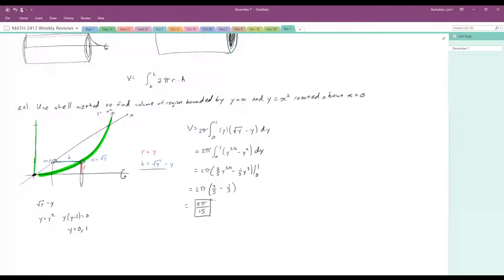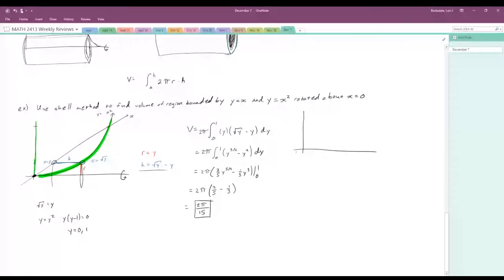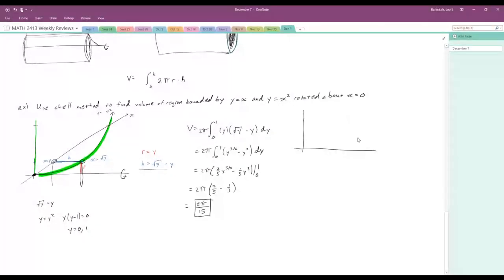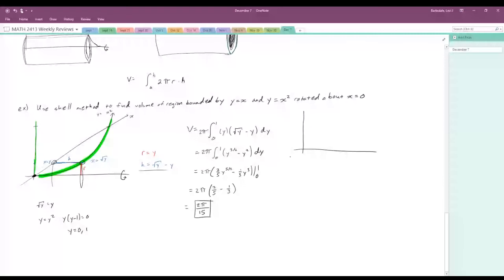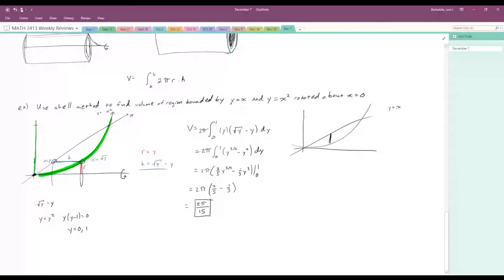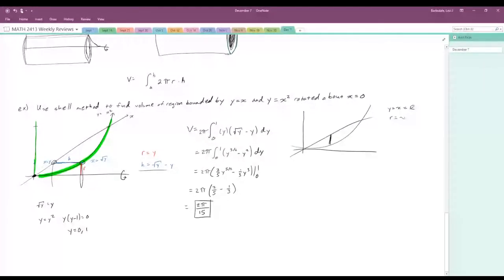And in this problem, it's actually just as easy to use the washer method. So I can really quickly run through the washer method for this problem. Here's my y equals x line, here's y equals x squared. In this case, my larger radius would be y equals x. My smaller radius would be the curve y equals x squared.